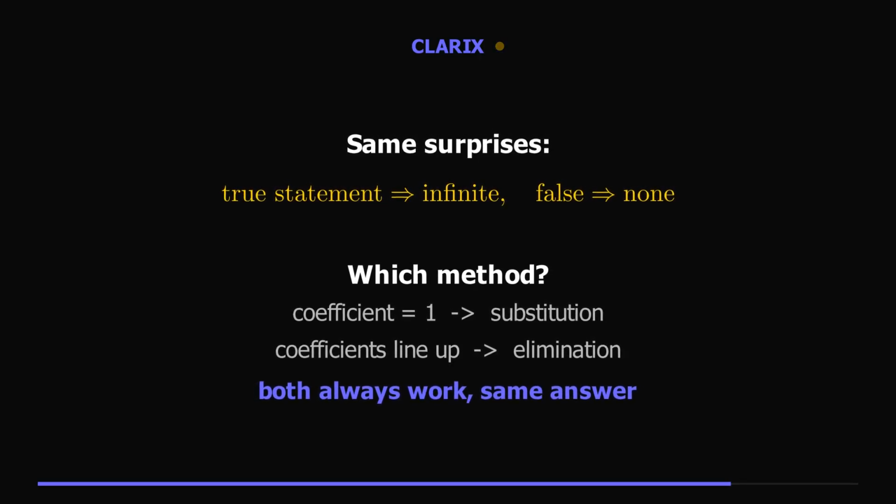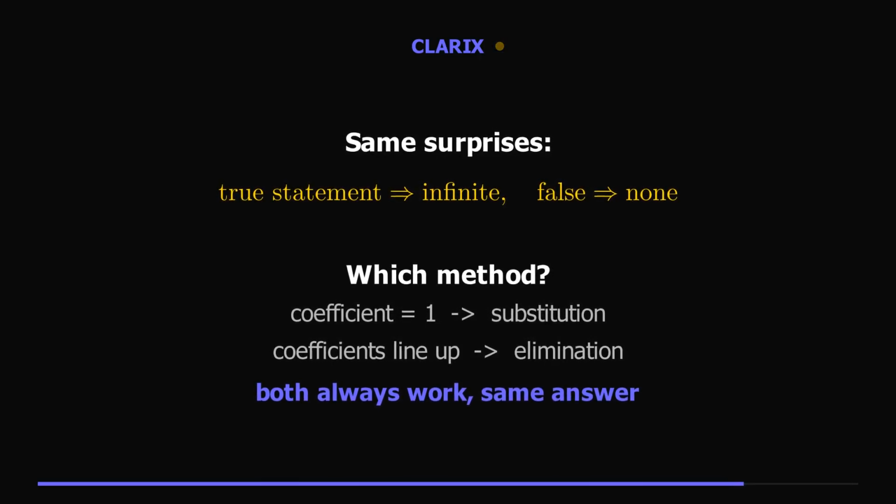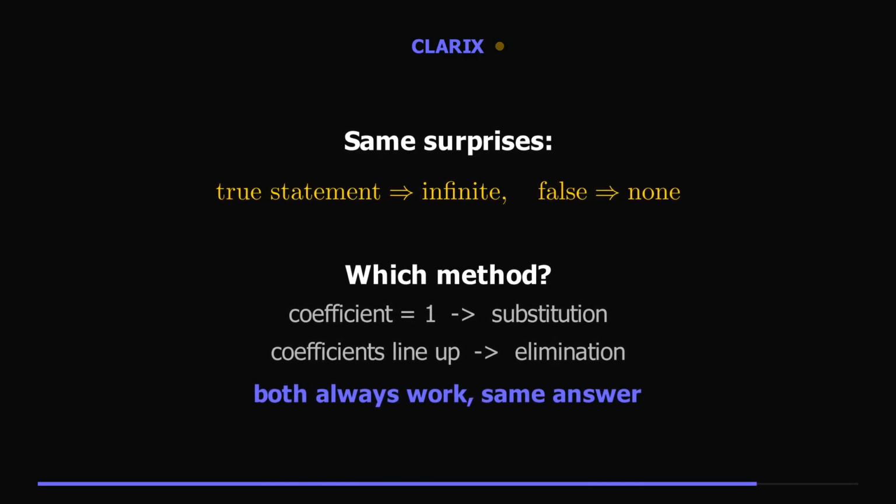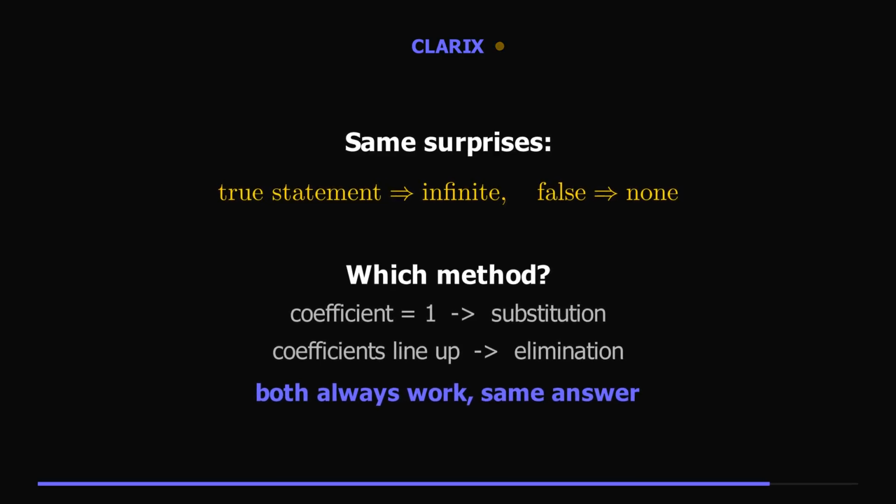If a variable already has a coefficient of 1, substitution is usually cleanest. If the coefficients line up nicely for canceling, elimination is faster. But here's the comfort. Both methods always work, and both give the same answer.